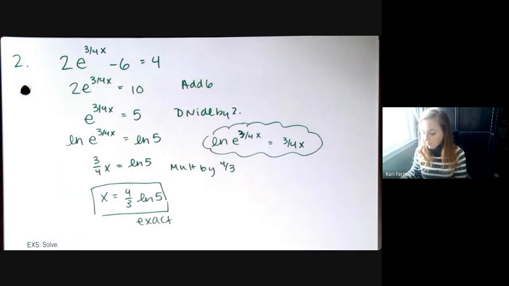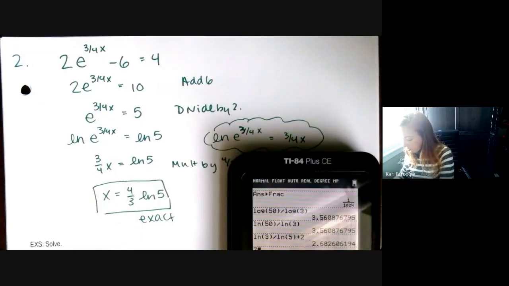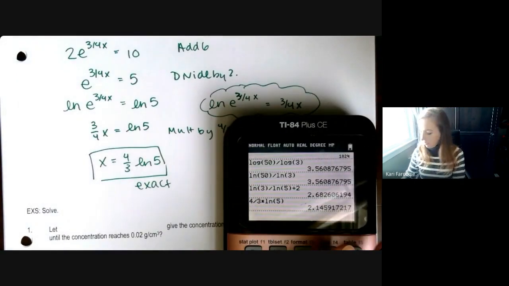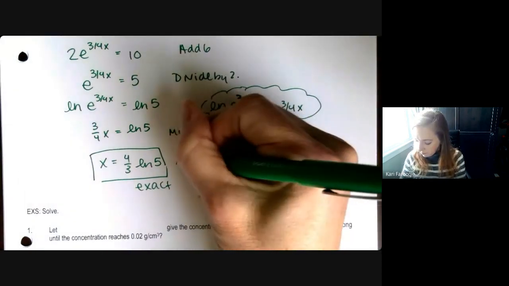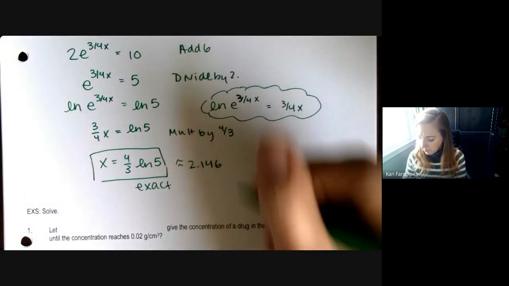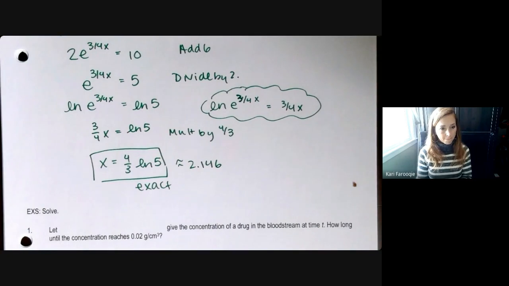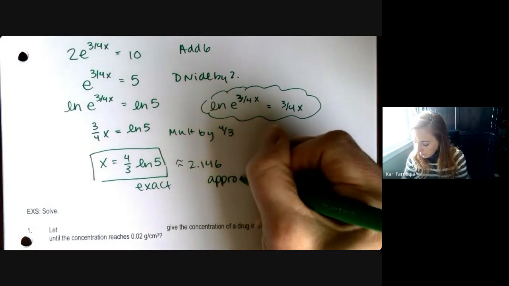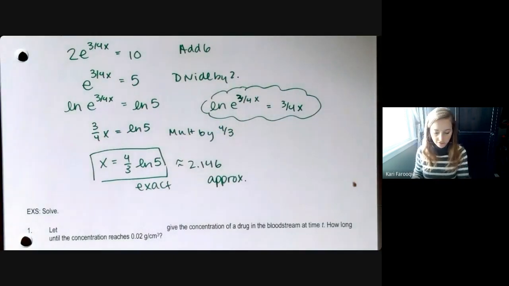If you were to approximate that, you would get 4/3 times the natural log of 5, and you get about 2.146. This is an approximated answer. So only give me that if I ask you to approximate.